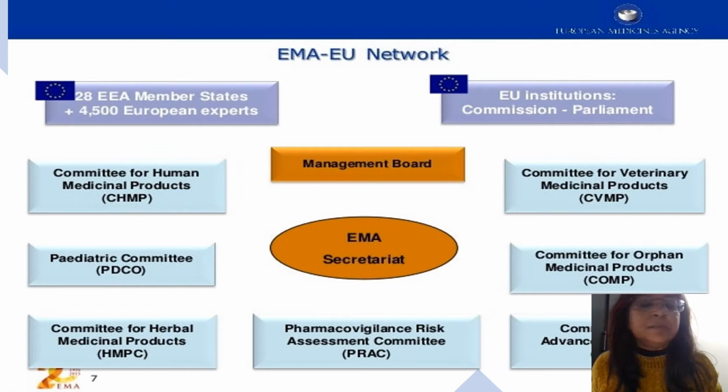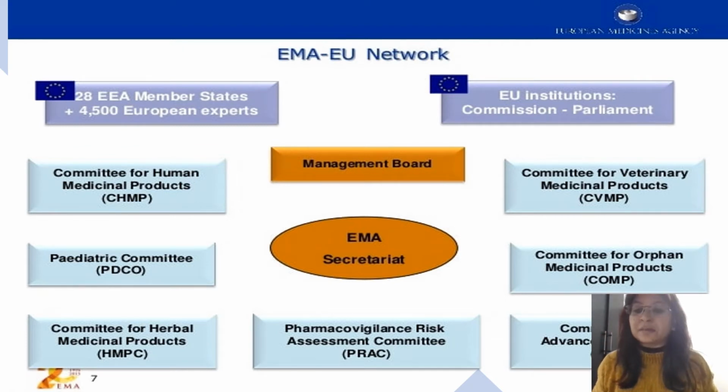Talking about the EMEA agency, the EMEA regulatory body, they have a network of several committees. They have set up several committees to deal with different sorts of products. So for example, if the product belongs to the herbal category, it will reach the Committee for Herbal Medicinal Products. So you can see they have several committees like human medicinal products, CHMP, then the pediatric committee, PDCO, the Committee for Herbal Medicinal Products, HMPC, the Pharmacovigilance Risk Assessment Committee, the Committee for Veterinary Medicinal Products and the Committee for Orphan Medicinal Products.